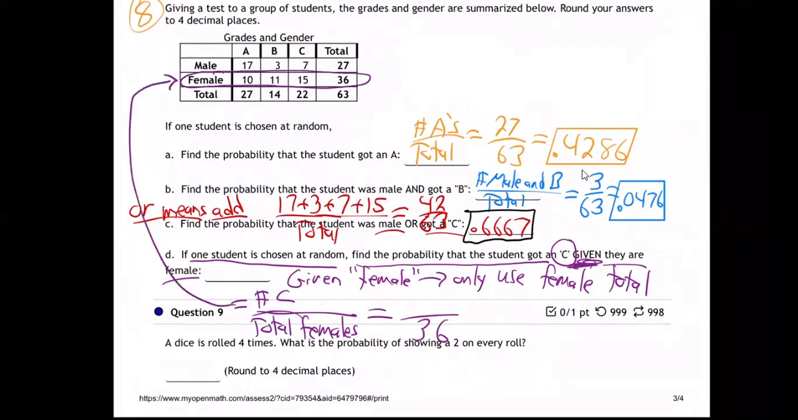Does that make sense? We're only looking at the female row. The men are out. Why? Because they said given that it's a female, right? So like if I said to you, what's the chance you're going to get an A in this class, given that you study 15 hours a week?